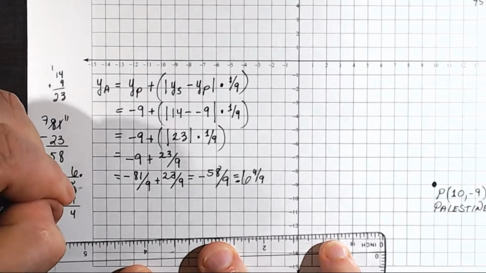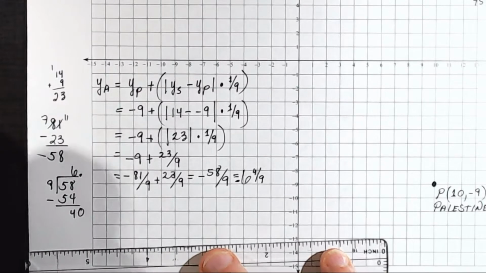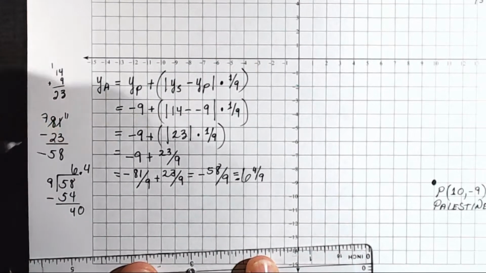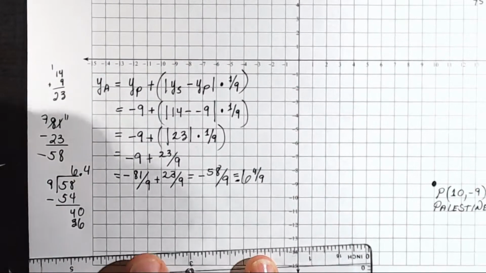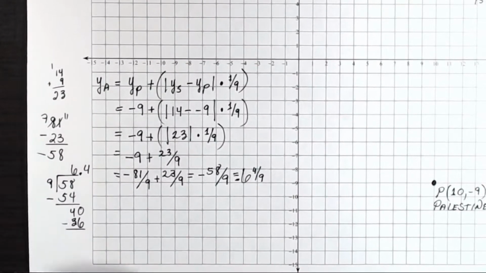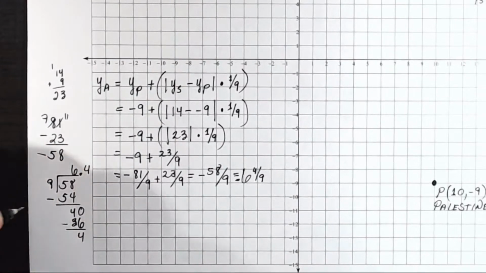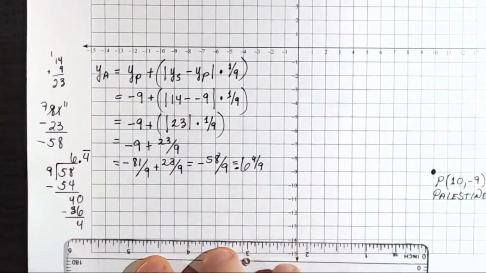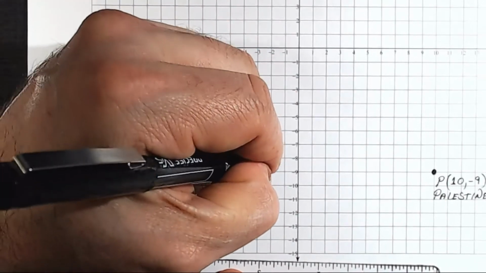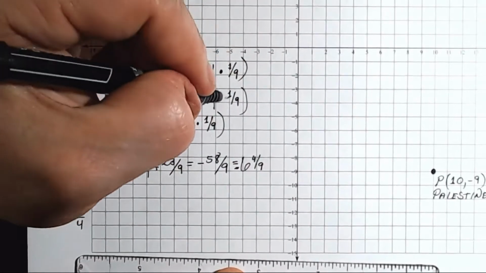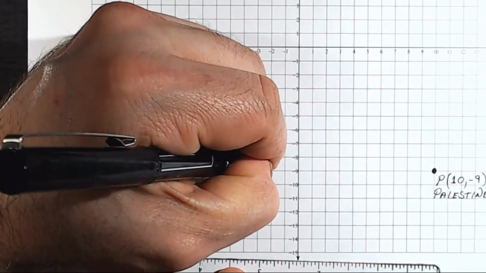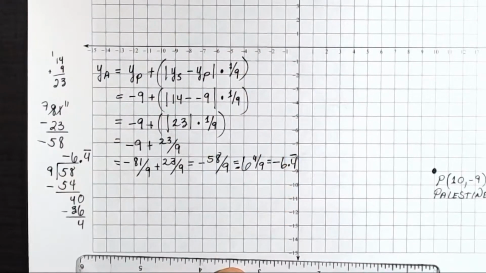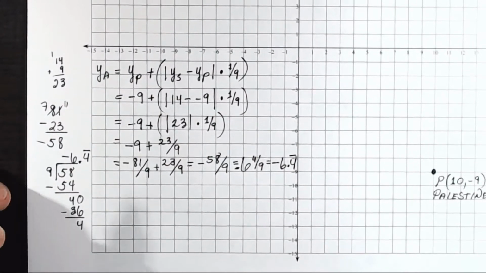So we put a point and bring down a 0. 9 goes into 40. Let's see, 4 times? 36, yeah. 4 times 9 is 36. So 40 minus 36 is just 4, and we will continue that process forever. So it's 6.4 repeating. Right, so this is equal to -6.4 repeating. So now we found the x and y coordinates.